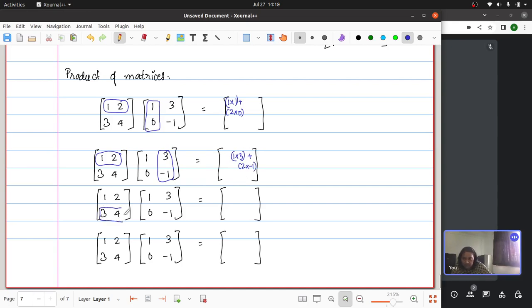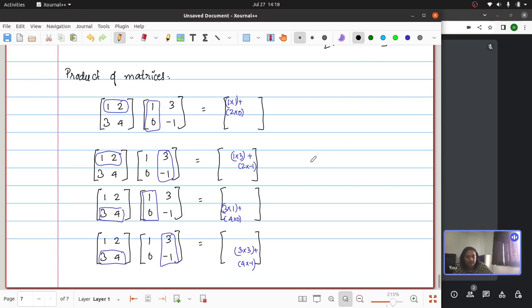Next you take the second row and first column, so that would be 3 into 1 plus 4 into 0, and finally you have the second row and second column, so that would be 3 into 3 plus 4 into minus 1, right.